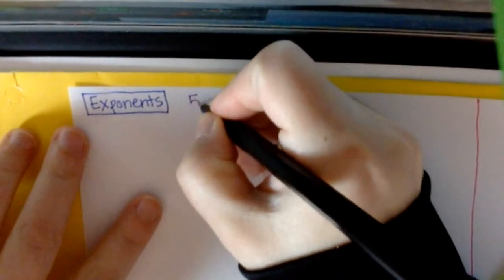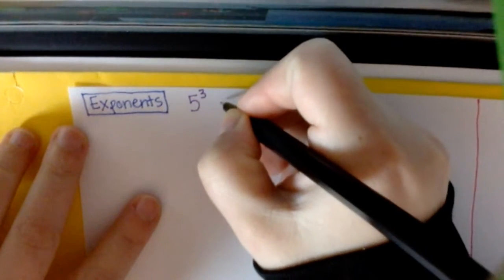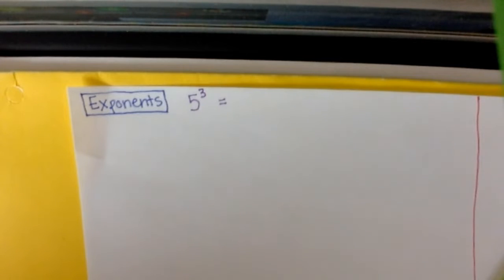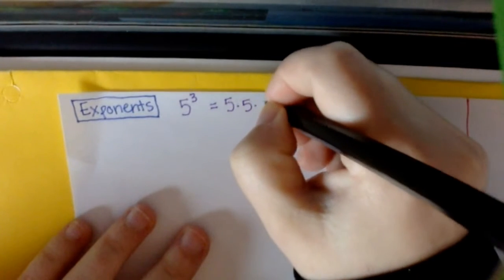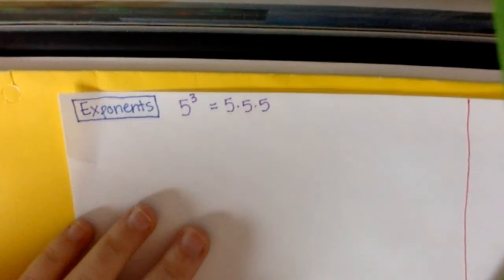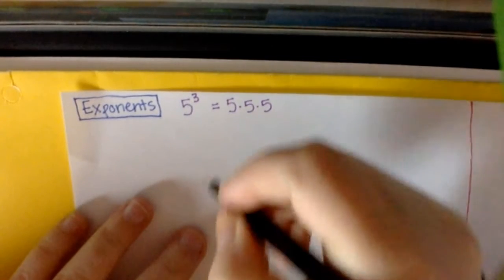Okay, and this 5, we have a name specifically for the 5 and a name specifically for the 3. Does anyone remember, what do we call that bigger number, that 5? Base. Good, base. Base. And then what do we call that? That 3 is actually the exponent.